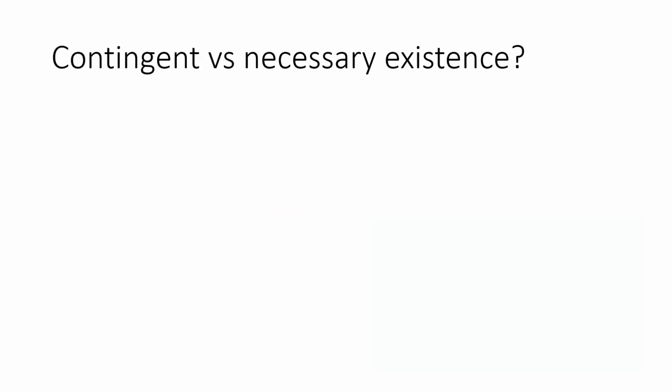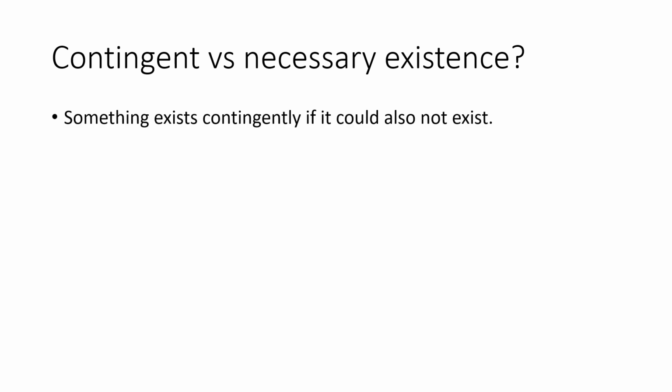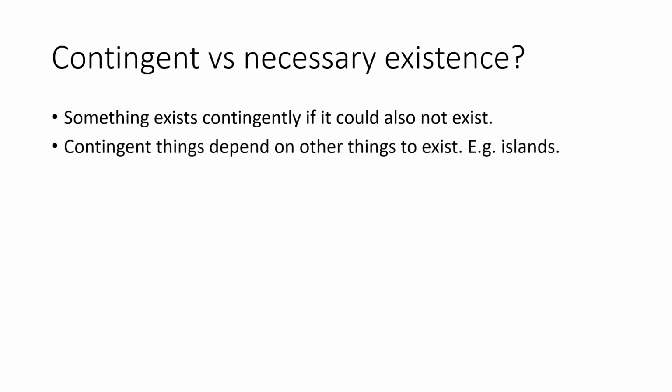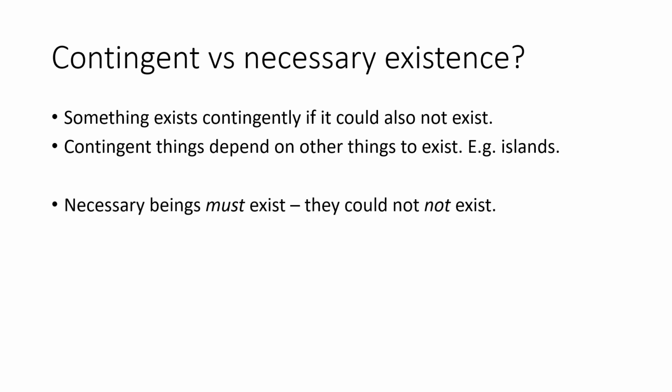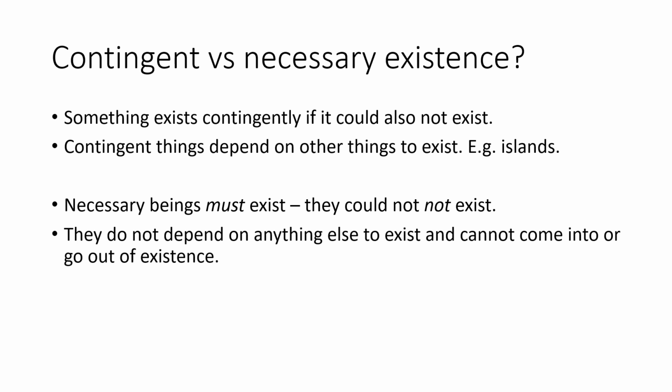So let's start with this distinction between contingent and necessary existence. Something exists contingently if it could also not exist. So contingent things depend on other things to exist. For example, islands, in the example we looked at with Anselm. Necessary beings, however, must exist. They could not not exist. They don't depend on anything else to exist, and they can't come into or go out of existence. In this sense, something necessary just has to exist. It's something that would be inconceivable to imagine not existing, I think, on this line of argument.